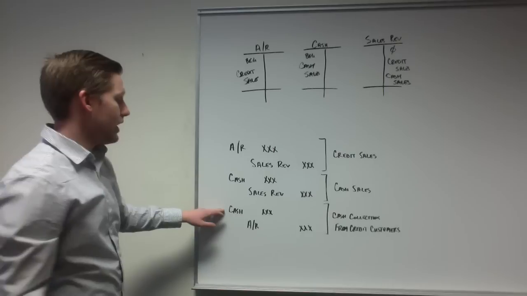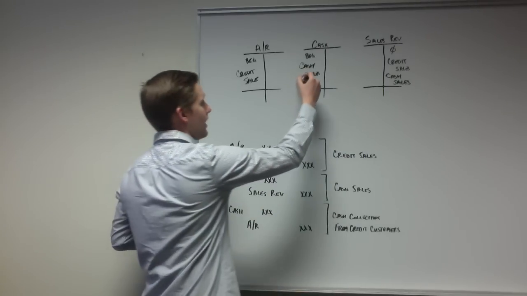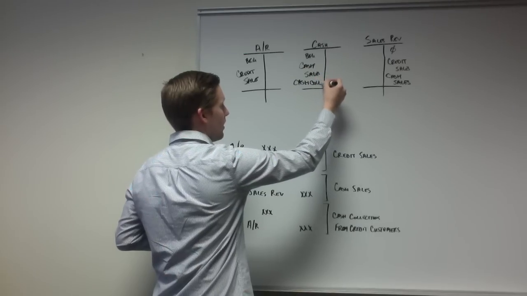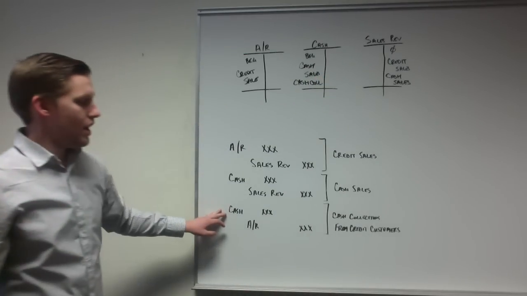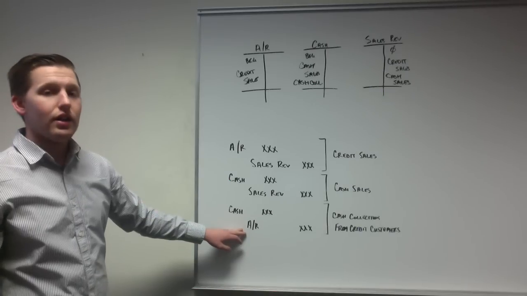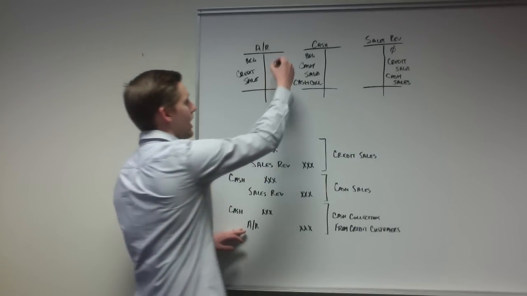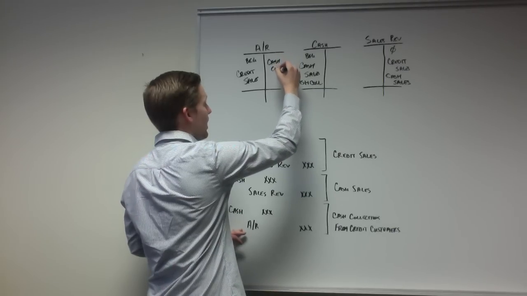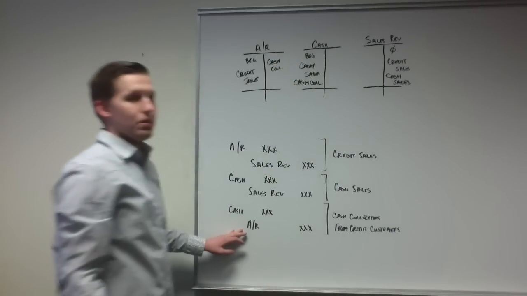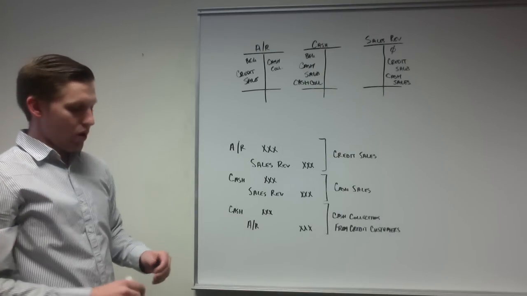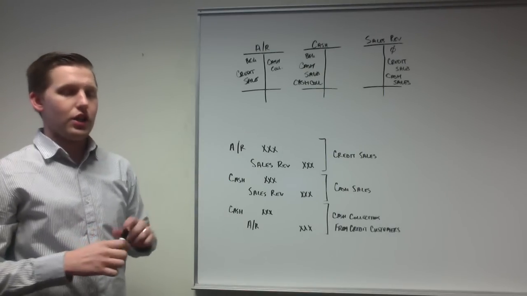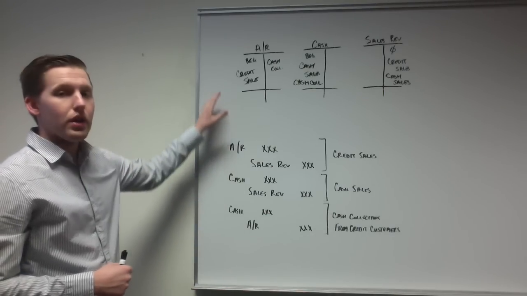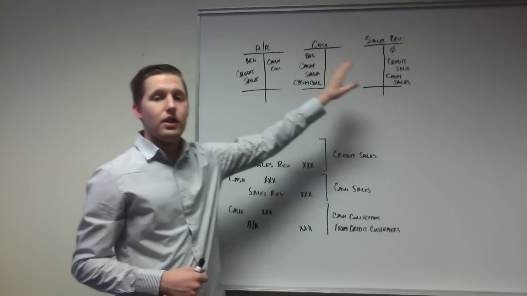Next, we're going to debit cash for cash collections. And lastly, we credit accounts receivable for the cash that we collect from these customers, because when they pay me, that accounts receivable goes down. So I want you to try to understand this relationship. The journal entries just get put into their respective T accounts.